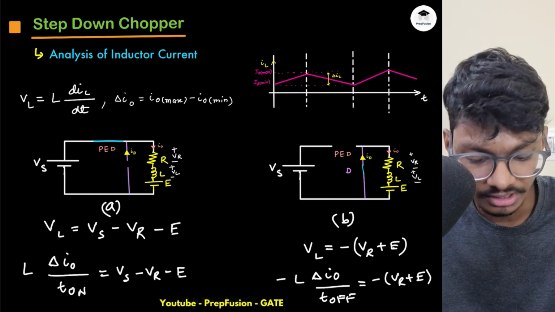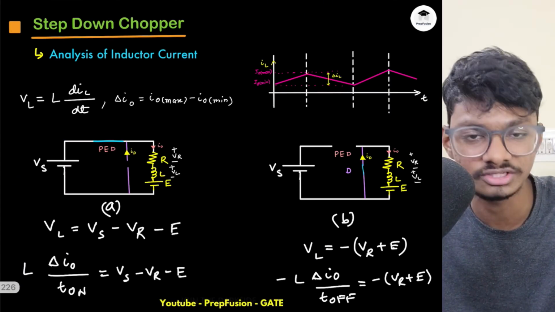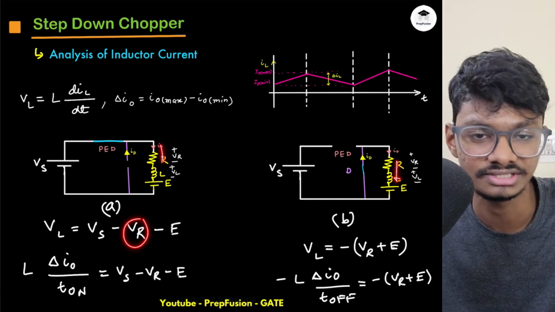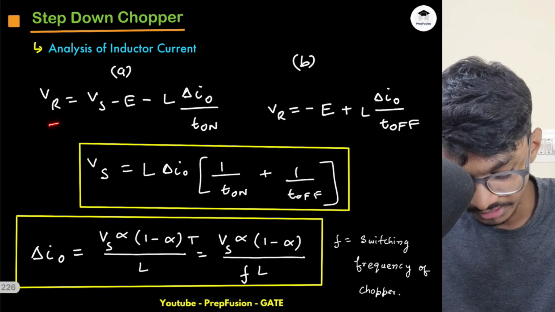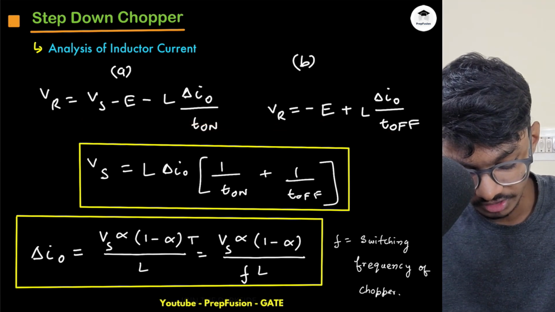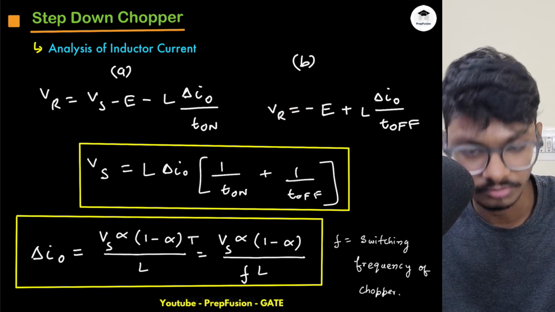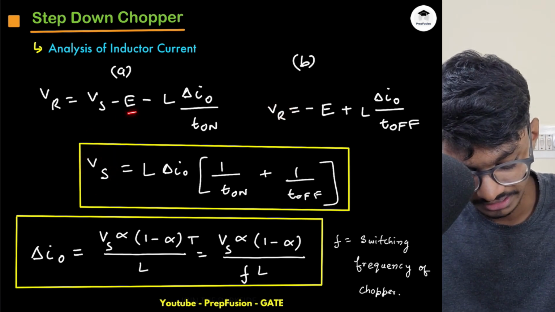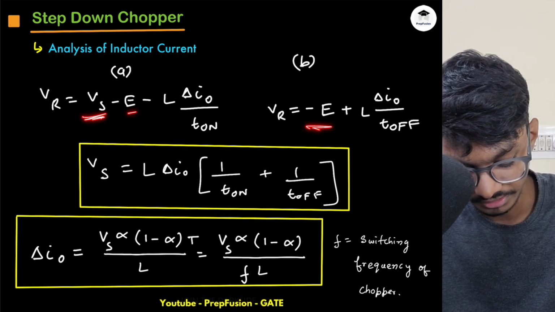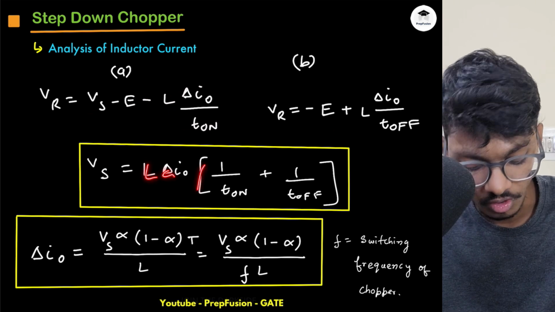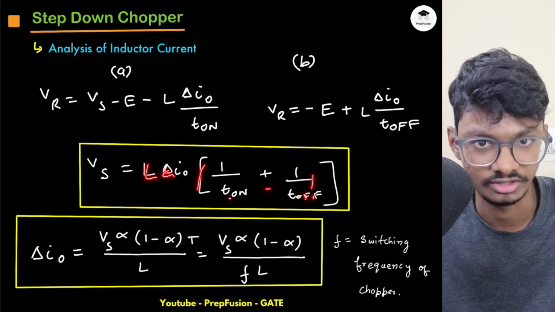I am assuming the ripple is very low, so the current is almost constant. So the drop in the resistor in this case and the drop in the resistor in this case are almost the same. VR in case 1 is this value, VR in case 2 is this value. Now if I equate the VRs on both sides, Vs minus E will get cancelled. Vs will be left out here, and I will take this on the right hand side. So Vs will be L delta IO into 1 by T on plus 1 by T off.